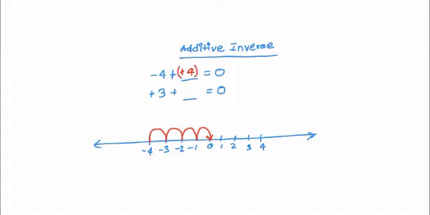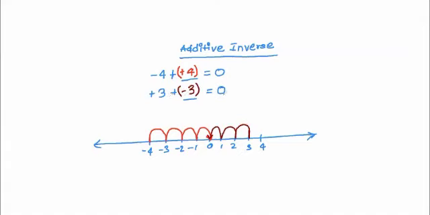Now let's take the second situation. I am at +3 and I have to reach 0. So let me start: 1 place, 2 places, 3 places. I am going 3 places. Which side did I travel? I traveled to the left. Left is negative. So I traveled 3 places to the left, which means the number is -3. So I have added -3 to my integer to get 0.